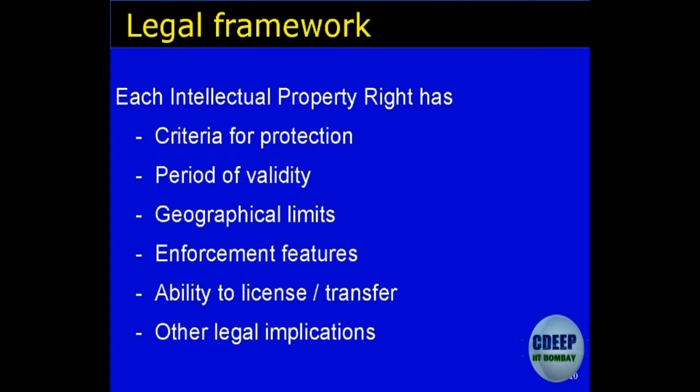It gives the owner the ability to license or transfer their technology, their protected IP, and you can also sue for infringement those who are trespassing, who are actually using your IP without authorization.